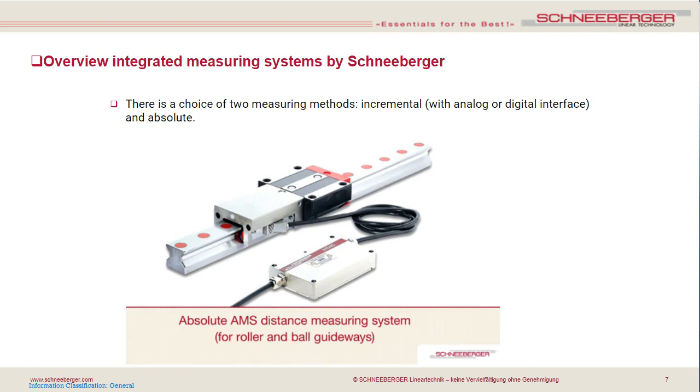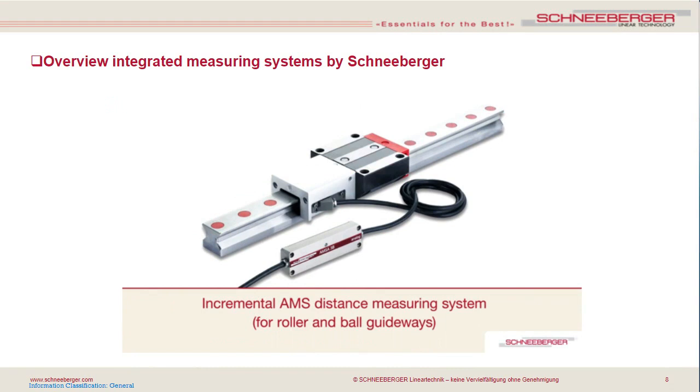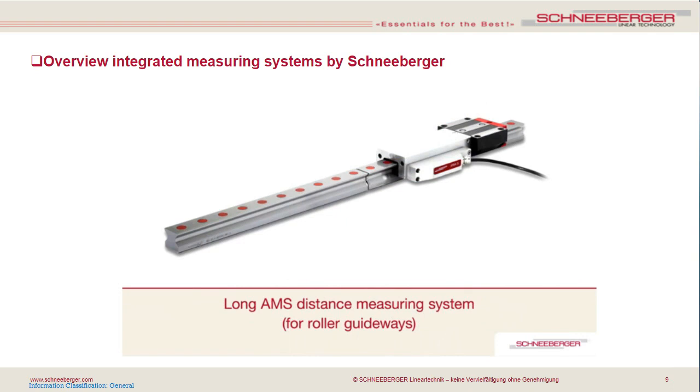There is a choice of two measuring methods: incremental with analog or digital interface, and absolute. The picture shows an absolute measuring system for roller and ball guideways. This picture shows the incremental AMS measuring system for roller and ball guideways. This picture shows the AMS for long distance measuring system, just available for roller guideways.